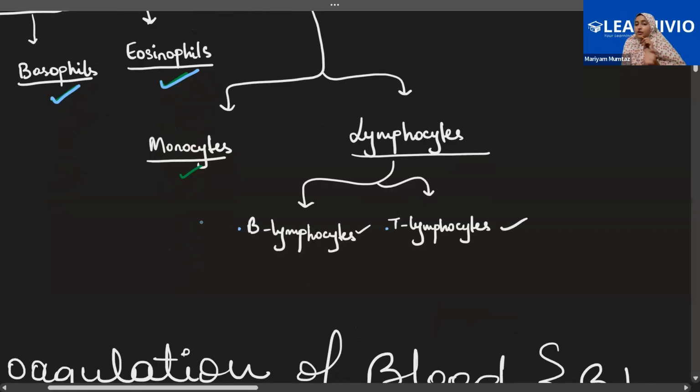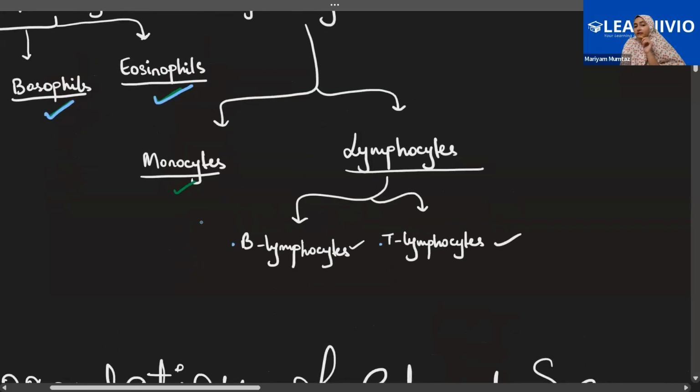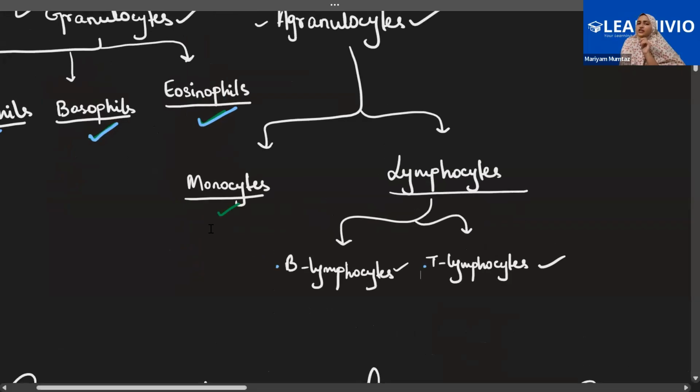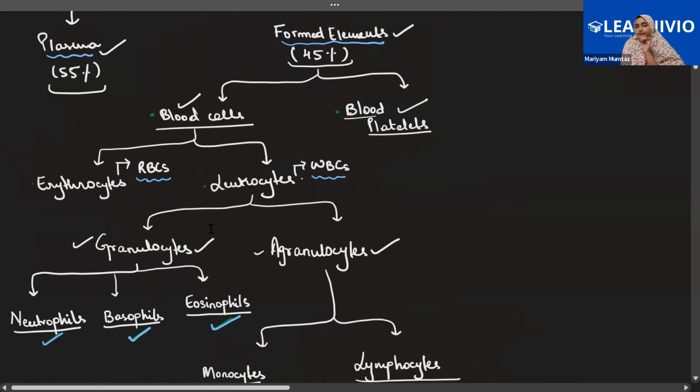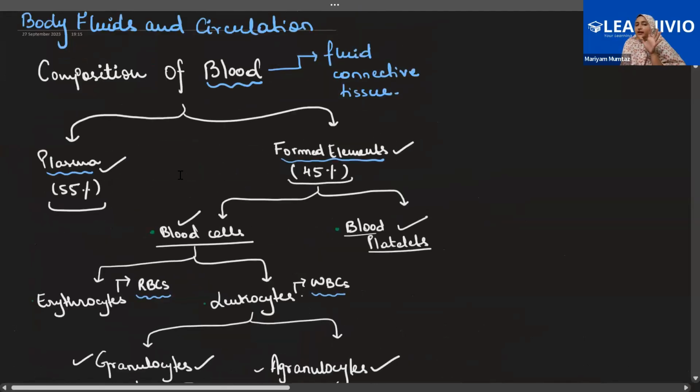If these two cells are not there in our body, we'll die. They are the soldiers of our body. In general, WBCs are the soldiers of our body. This composition of blood is clear to you all.